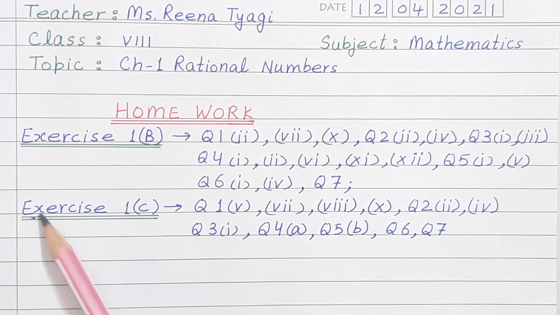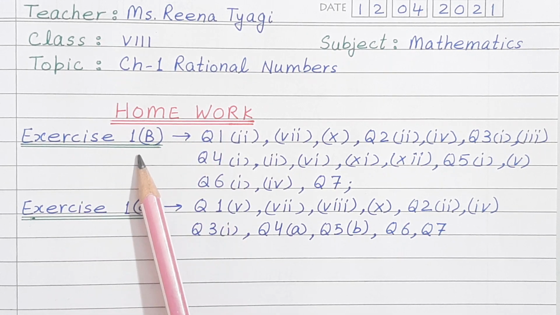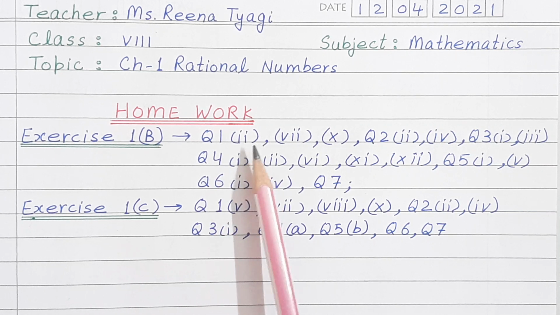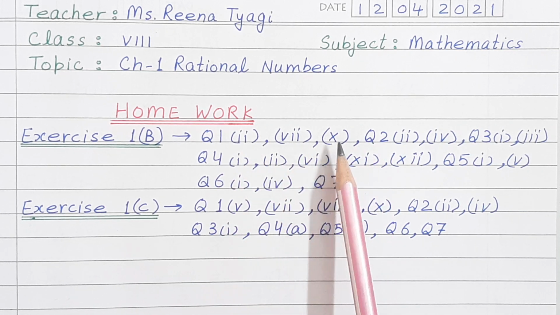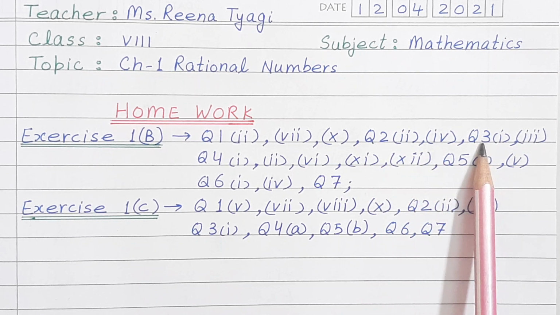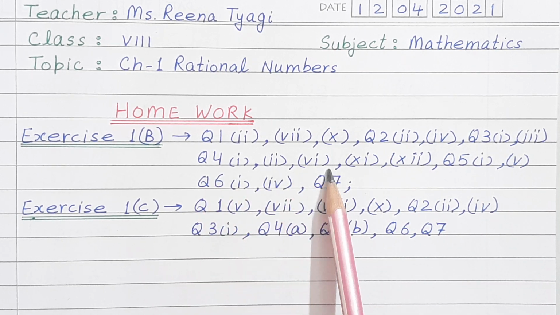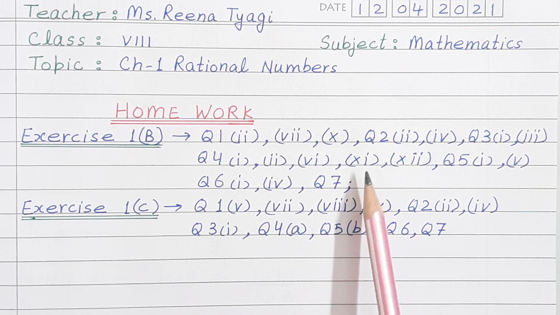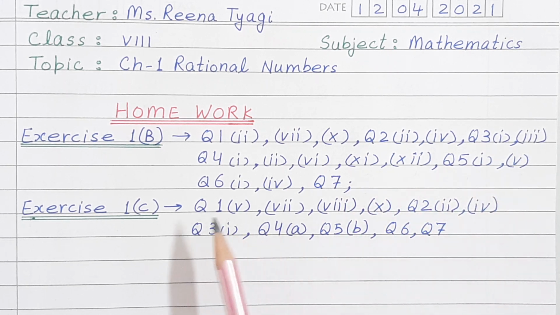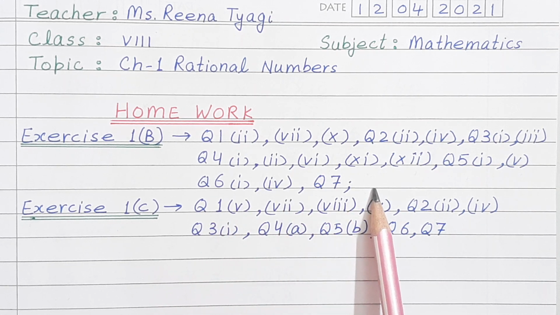So you are required to do the following questions in your maths register. Now the questions from exercise 1B is question number 1, 2nd, 7th and 10th part. Question number 2, 2nd and 4th part. Question number 3, 1st and 3rd part. Then question number 4, 1st, 2nd, 6th, 11th and 12th part. Question number 5, 1st, 5th part. Question 6, 1st and 4th part. And then question number 7.